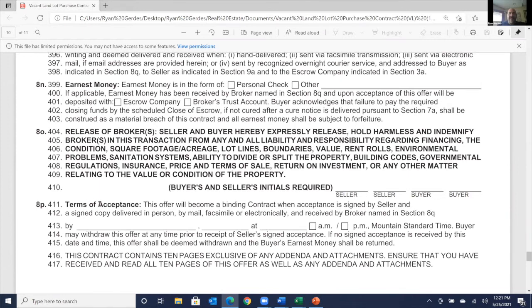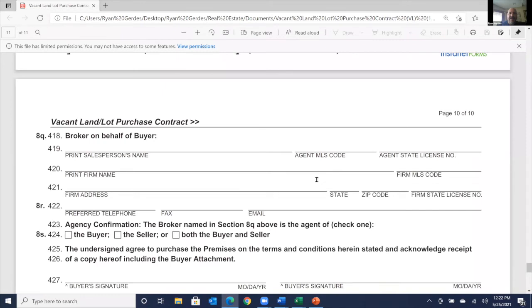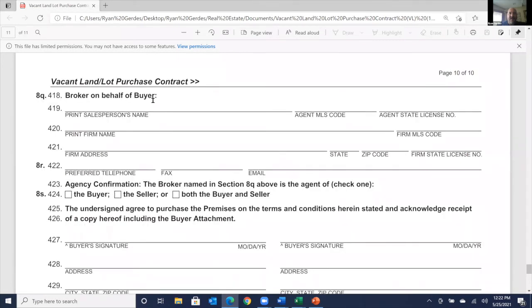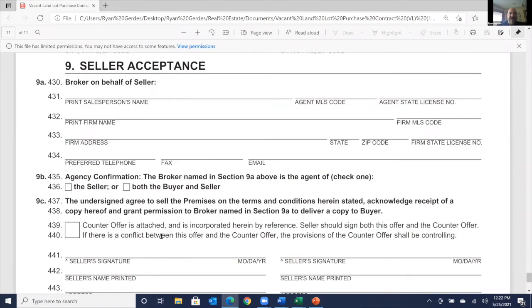In terms of acceptance, this is the area where the buyer will give a seller a time to respond to the offer. If that time is expired, then that essentially means that the contract has been withdrawn at that time. However, more often than not, it can be resurrected by a counteroffer or an addendum. All right, and the last page will be all the broker information, buyer information, the other broker's information, and the seller's information. And that is it.